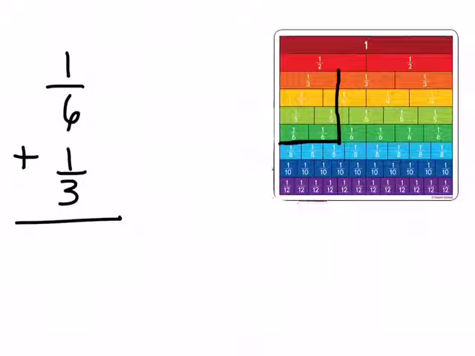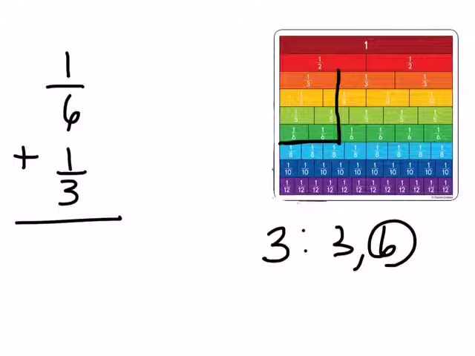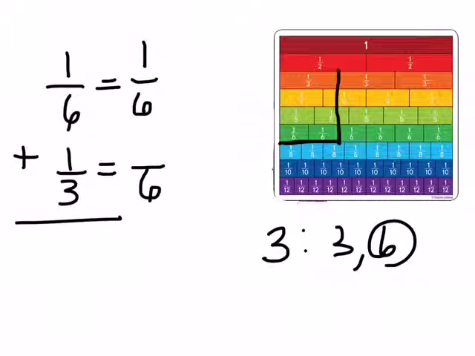I can also skip count by taking the smaller number, and that would be 3, and skip counting. 3, 6, oh, there it is. So 6 is a multiple of 3, and therefore 6 is the common denominator. 1/6 does not need to be renamed because it already has a denominator of 6, but I do need to rename 1/3 into sixths. Now, when I look at my chart, I can see that that is 2/6.